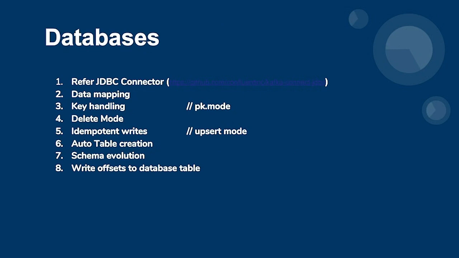Databases are some of the most common systems for which we build connectors. The JDBC Sink Connector is a very good example of how connectors should be implemented. A few of the things that I want to discuss here: we can add so many features to the connectors, like data mapping, key handling, delete modes, and potential writes. We can discuss all this in detail, but then it's up to us what our needs are, and implement accordingly.